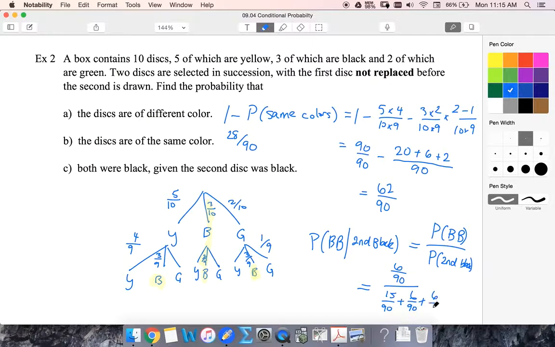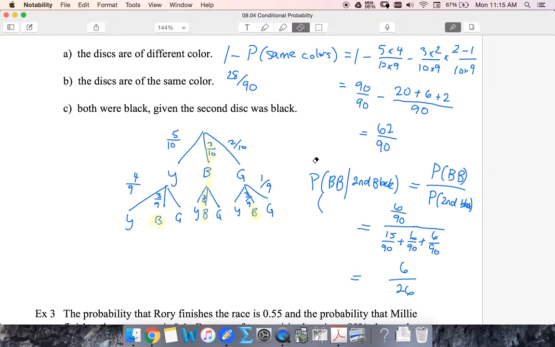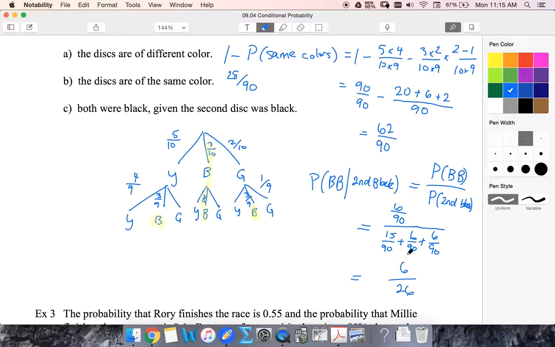So that's also 6/90ths. Notice that the 90ths are all going to cancel, and I'll end up with 6 as my numerator, and in the denominator, 15 plus 11 is 26. So the probability of black, black, given that the second one was black, 6 out of 26 is our probability there. And of course you can reduce all of these fractions, but it's also okay to leave them this way.